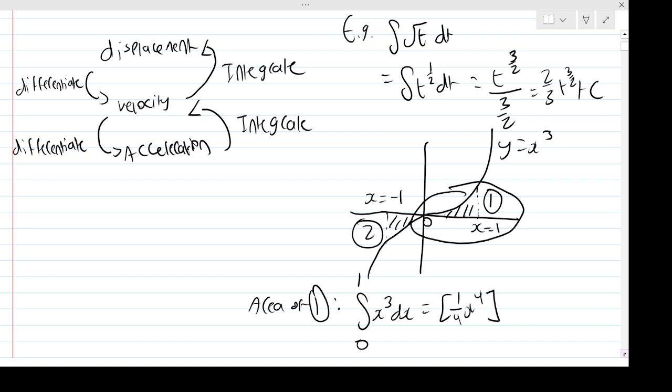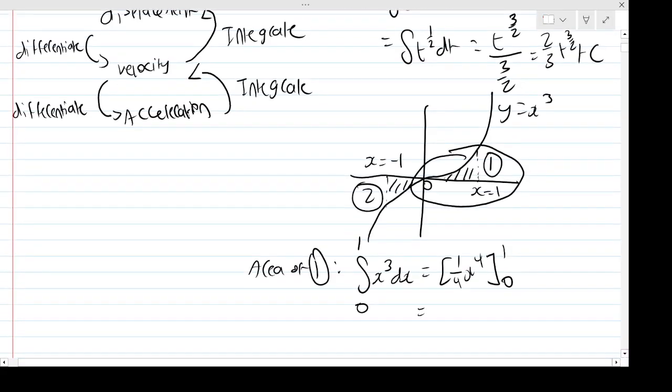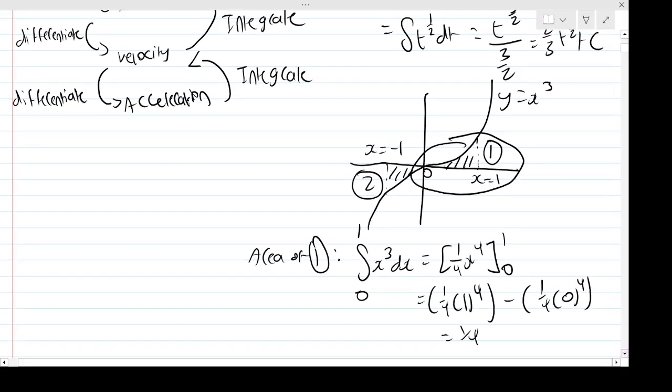We don't need a plus c when we're integrating with limits, right? So then we integrate between 1 and 0. We substitute the top number, so it's a quarter of 1 to the 4, then take away and plug in the lower number, so it's a quarter of 0 to the 4. That'll get me an area of just a quarter, okay? So I can say here the area is a quarter.